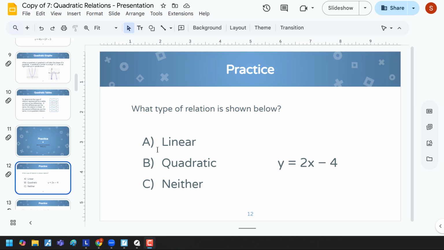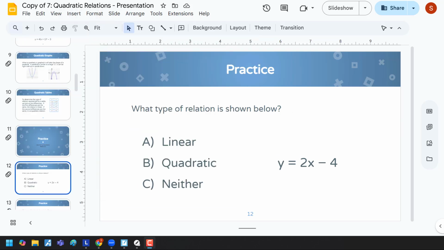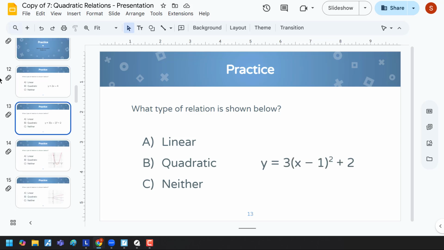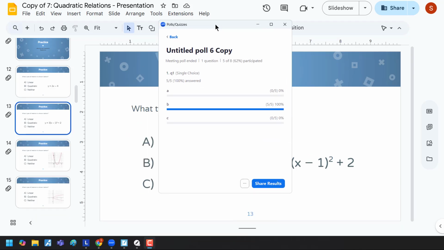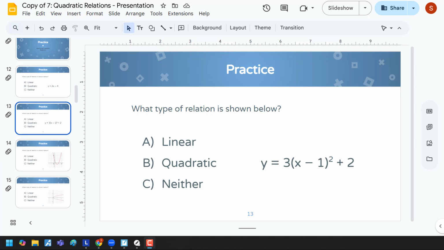The answer is A. Yes, it is linear. This is what you guys voted. That's fine. Let's move on. Same question. A, B, or C, what do you think? Okay, and done. For those of you who answered, good job. And all of you got it right. B is the correct answer. It is a quadratic. Because you see that too, right?